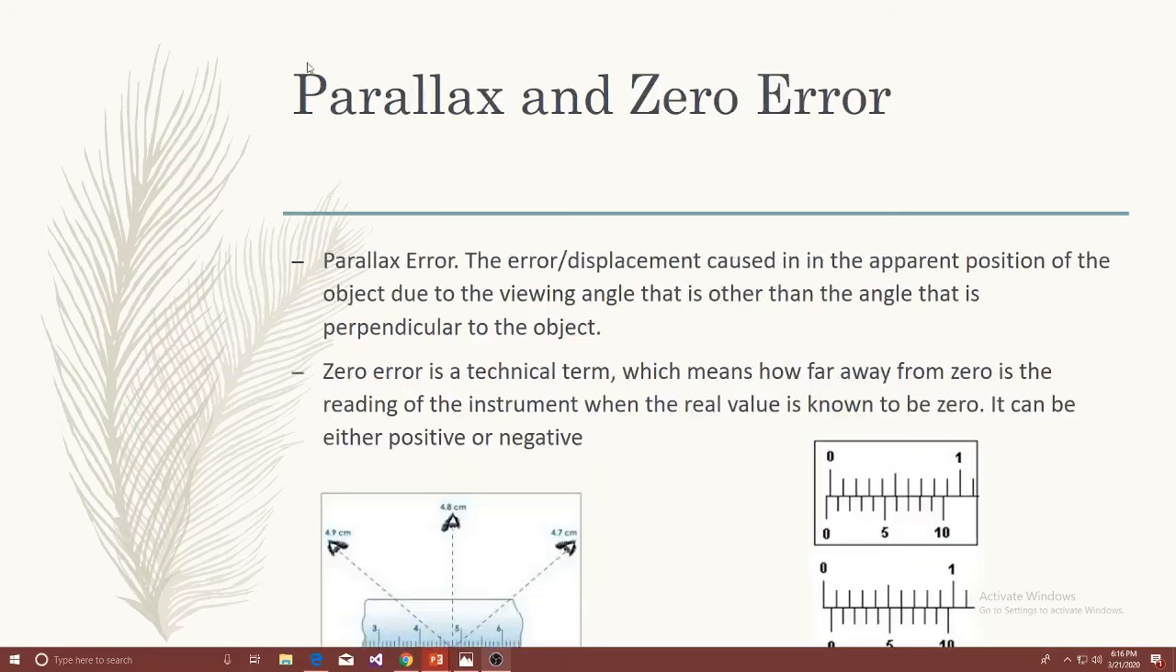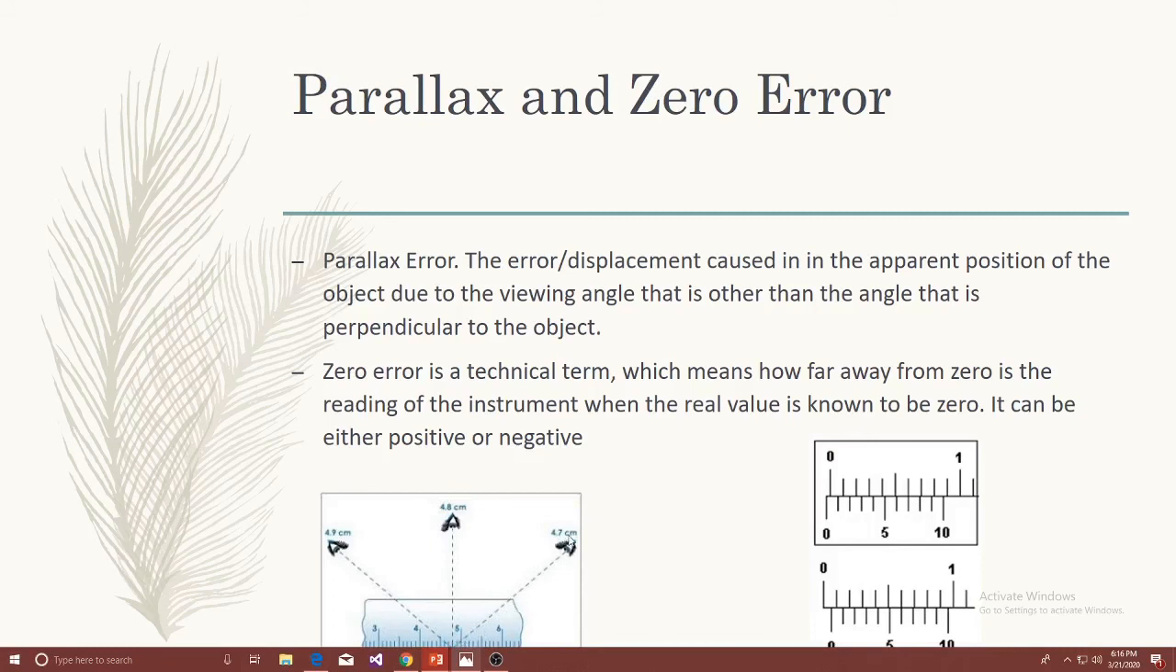Parallax error. Now you might have heard about this, but you should remember the definition. The error or displacement caused in the apparent position of the object due to a viewing angle other than the angle that is perpendicular to the object. This basically says that the line of sight which we see over here is not perpendicular to the division. It is not perpendicular to the object basically, so that will give a wrong reading.